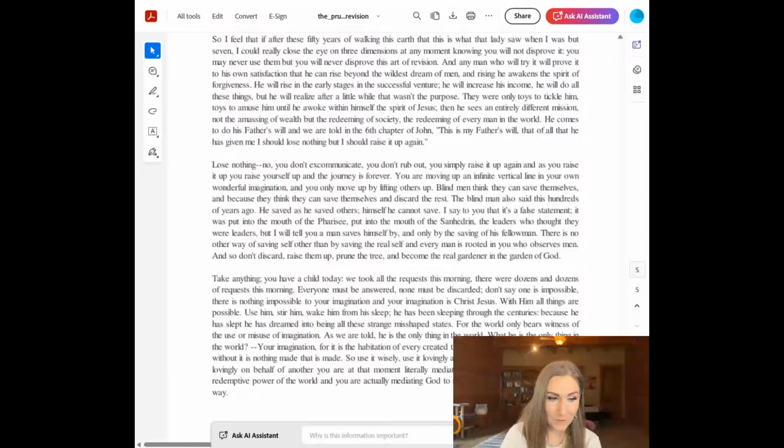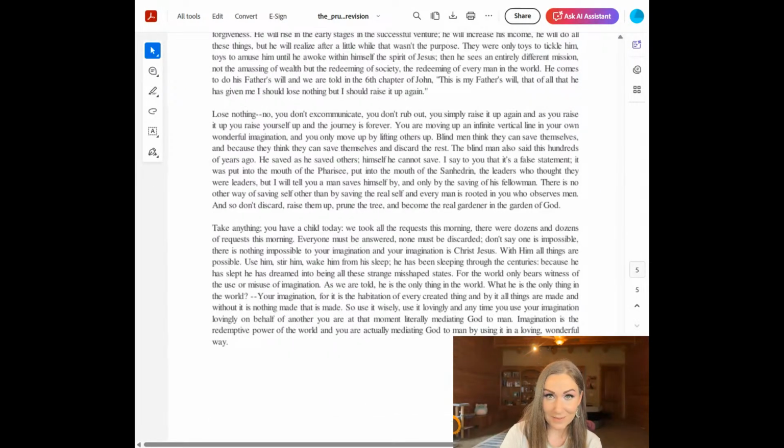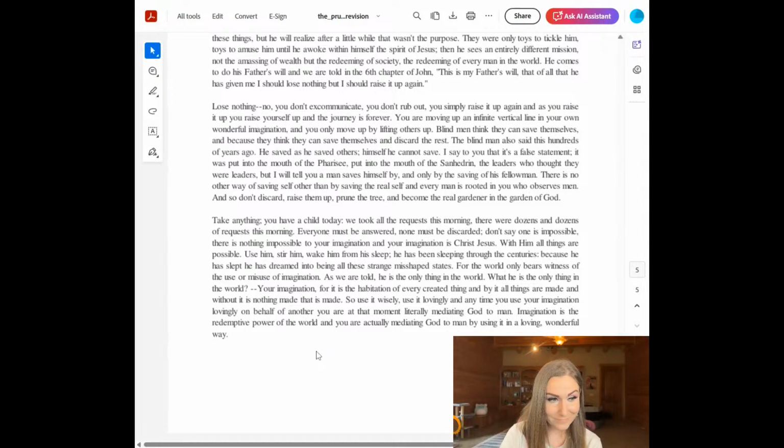Anytime you use your imagination lovingly on behalf of another, you are at that moment literally mediating God to man. Imagination is the redemptive power of the world, and you are actually mediating God to man by using it in a loving and wonderful way. And that is the Pruning Shears of Revision.